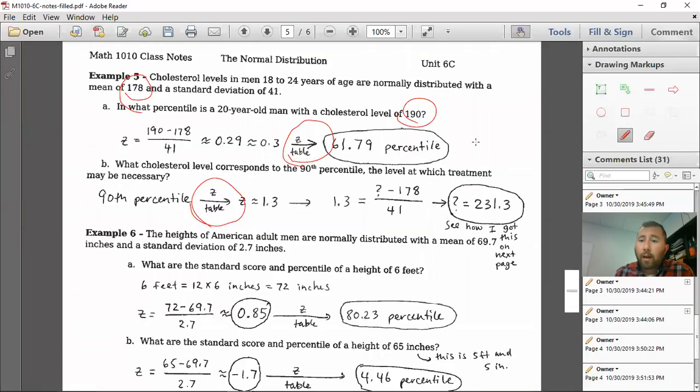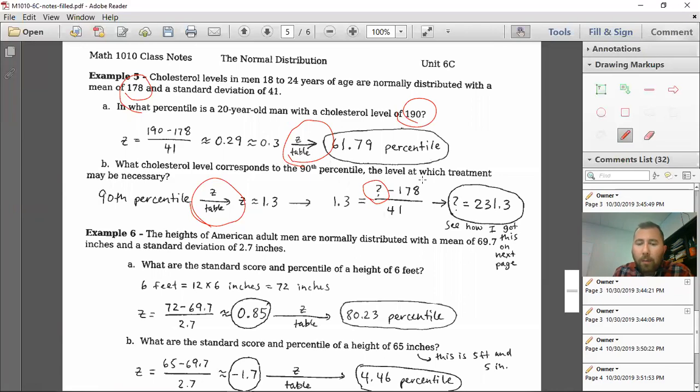And so now you have to set up the equation in reverse. You know the z-score is 1.3 for the 90th percentile, or close enough. So the data value is what we want. That's a question mark in this problem. What's the data value? We know the mean is 178. We know the standard deviation is 41. So you can fill in everything in that equation except for what you want. And so then using algebra, you can get that number.